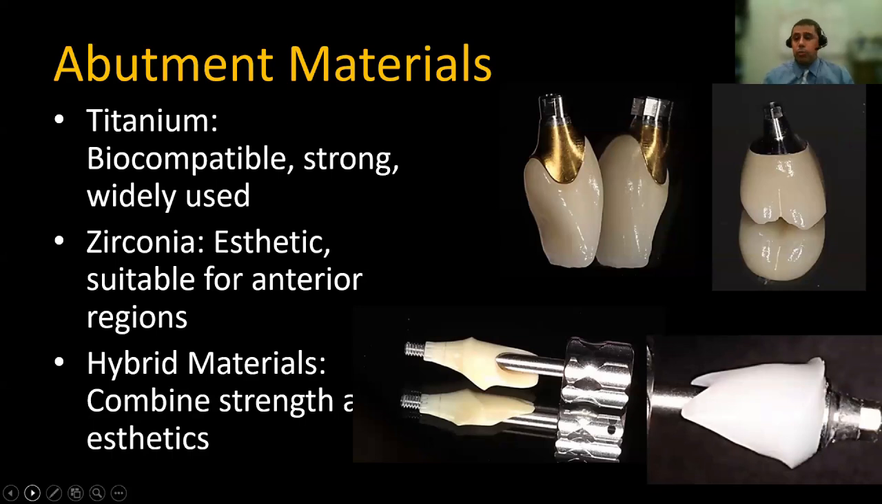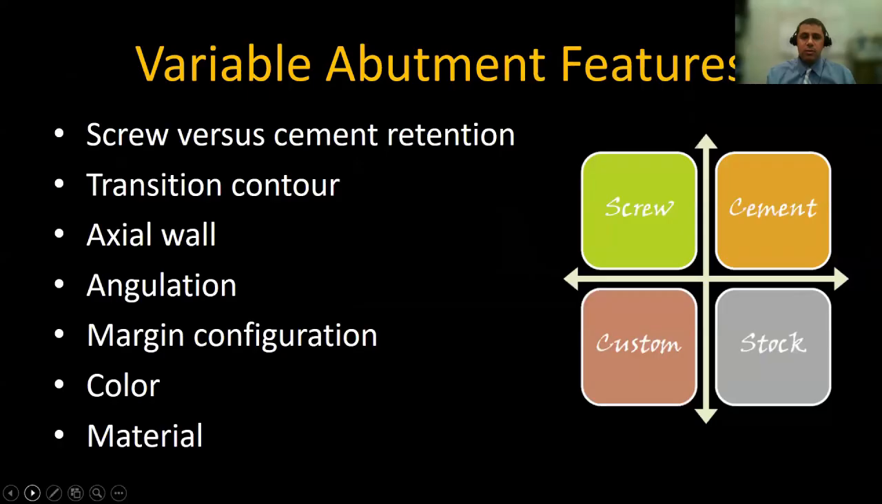Now, in your practice, you probably have to utilize most of these options. You could probably dominantly use titanium abutments or gold shaded titanium for aesthetic reasons, but there will be times where you have to utilize zirconia abutments or hybrid materials. So it's very good to have criteria for the selection of these materials.